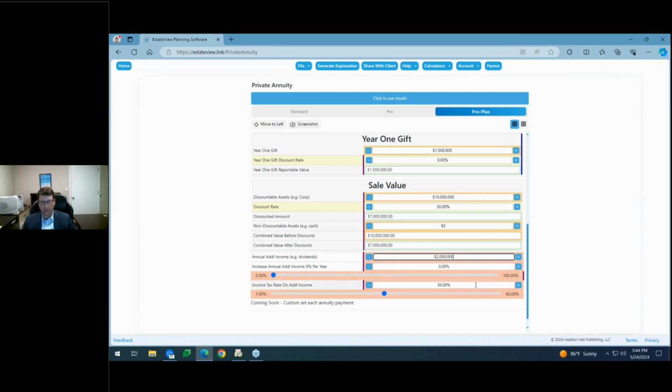Will it increase over time? So we're going to assume a 30% income tax rate. Again, you can use the sliding scale if you want to adjust the rate. You can use the arrows to click up and down to adjust the rate.